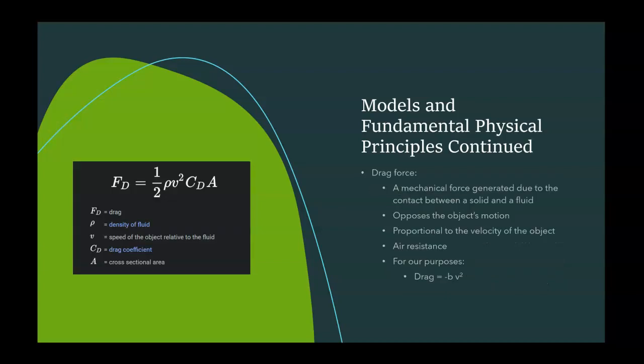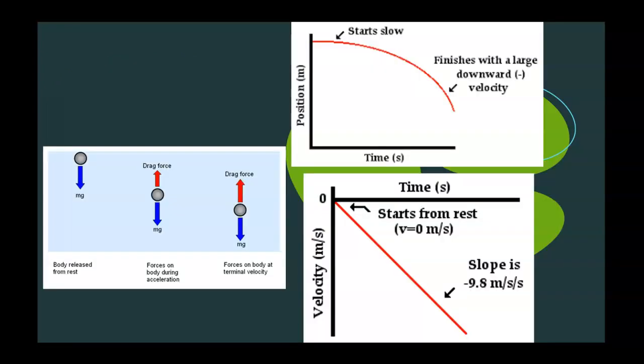Another force we'll be studying in this experiment is the drag force, which is a mechanical force generated due to the contact between a solid and a liquid. It's indicated by this formula. It is an opposing force that opposes the object's motion, and it's proportional to the object's velocity. It's also known as air resistance, and for our purposes, it's equivalent to negative b times velocity squared, where b is the coefficient of drag.